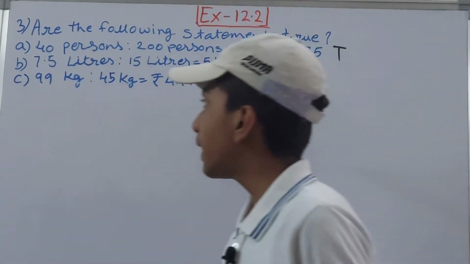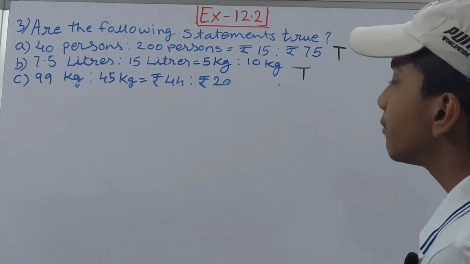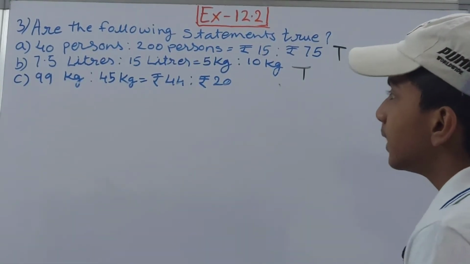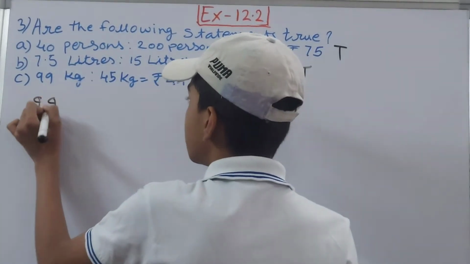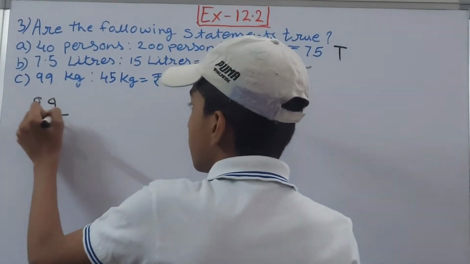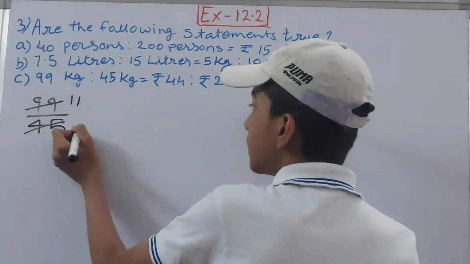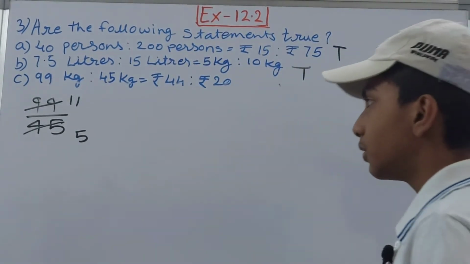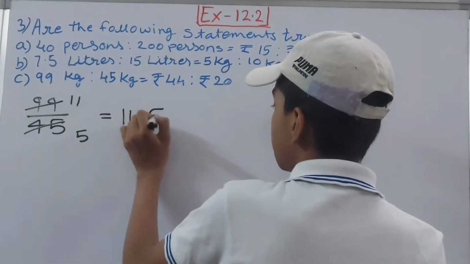Friends, now the next part is 99 kg is to 45 kg is equal to rupees 44 is to rupees 20. So let us see. First off, 99 upon 45 will be our fraction. Both are divisible by 9. This will be 11 and this will be 5. Now can you divide it any further? No. So this is the simplest form and the ratio is 11:5.